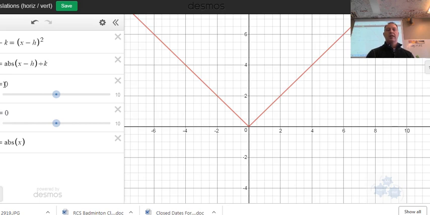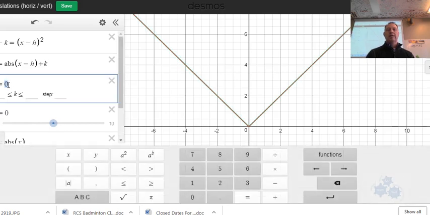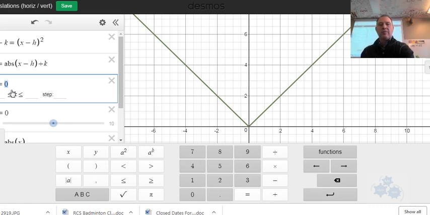So I can change the value for k. So let's say, now I'm going to leave this one lit up. Let's say that I want to move this k value to, what was it on yours? Absolute value of x plus what? What was the first one? 3, right? So there you go. Look what happens there. It moves up to 3.